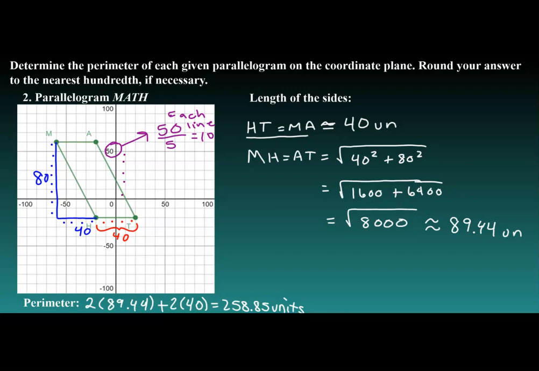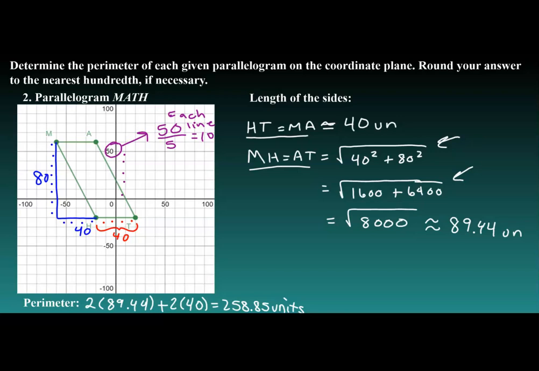So we did 40 squared plus 80 squared is equal to 1600 plus 6400, which equals 8,000. And if you stick that in the calculator like you saw me do, you get 89.44, and that's how we get MH and AT. You'll notice down here for the perimeter, I did 2 times the MH and AT because there are 2 of them, and I did 2 times 40.